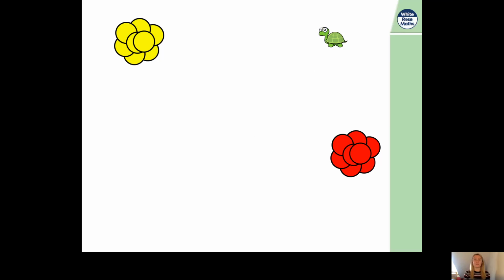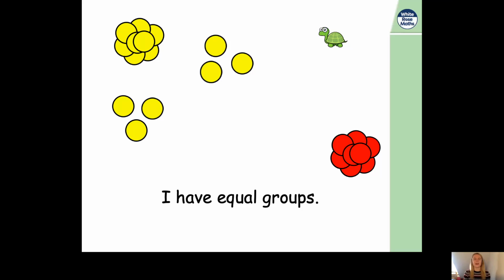Now, this time, the tortoise is going to make some groups with his counters. Let's see what he does. Okay, now he says, I have equal groups. Now, how many groups does he have? He has 1, 2 groups. Now, are they equal? How many are in the first group? Yes, that's right. There's 3 in the first group. And how many in the second group? Yes, that's right. There's also 3. So he has made 2 groups, 2 equal groups of 3.